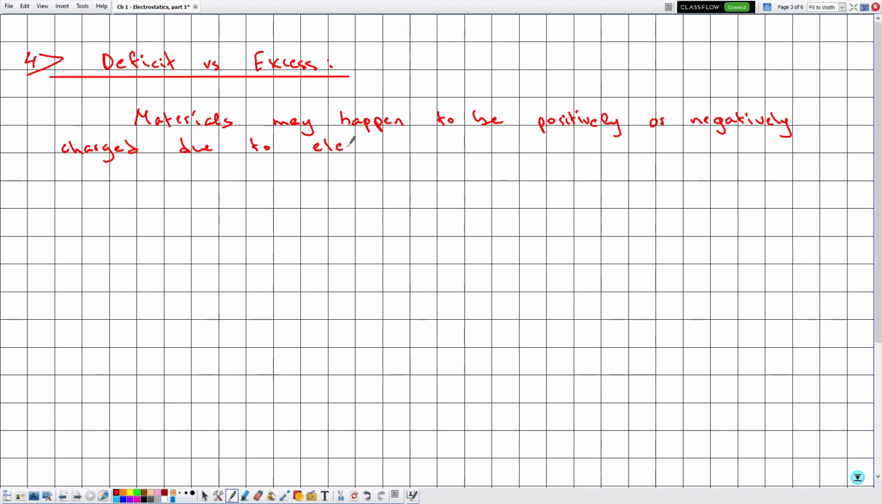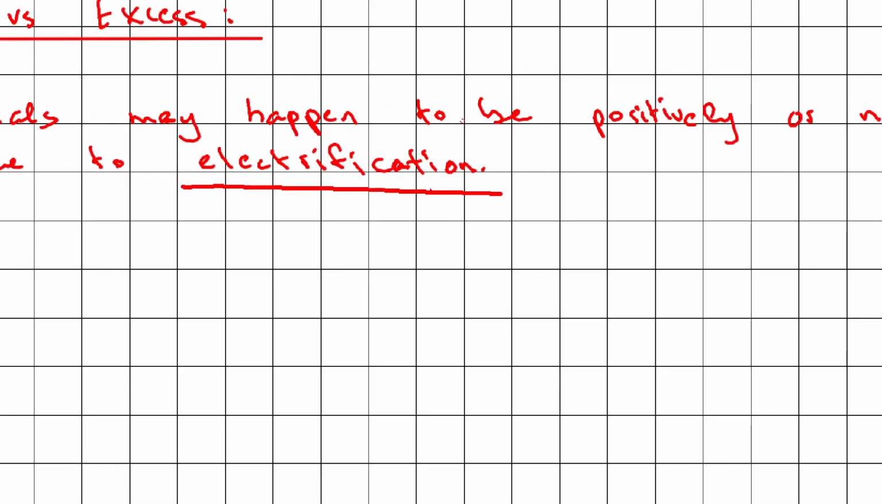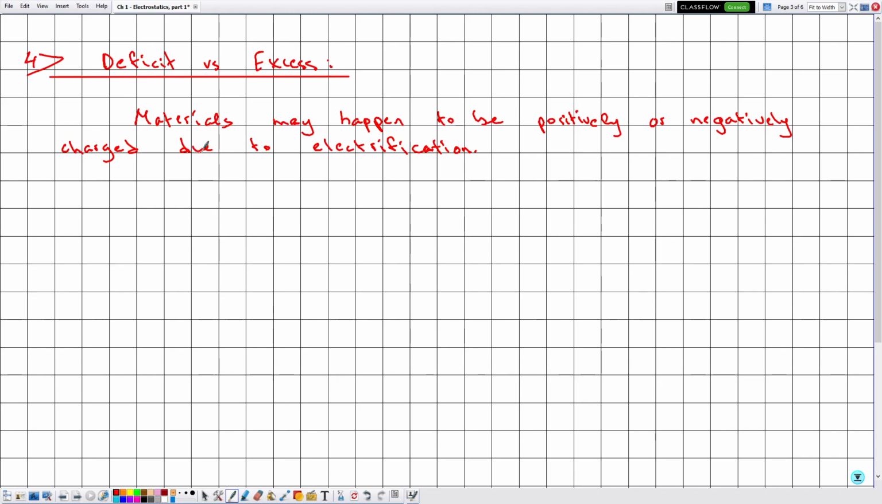Due to electrification. So let me say that materials in general, we expect the material to be neutral, but it may happen sometimes that this material may be positively or negatively charged, and this is due to electrification. Electrification is the process where the material gets electrified, and this process is going to be discussed later on in the coming sections. Now, but how does this happen at the level of the atom?